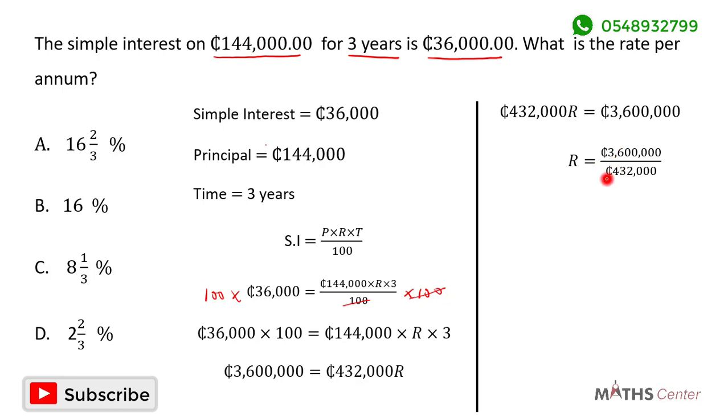3,600,000 cedis divided by 432,000 cedis, and this will give us 8 whole number 1 over 3%. So this means that the rate of the investment per annum was 8 whole number 1 over 3%. When we look through the options, the correct option is option C.